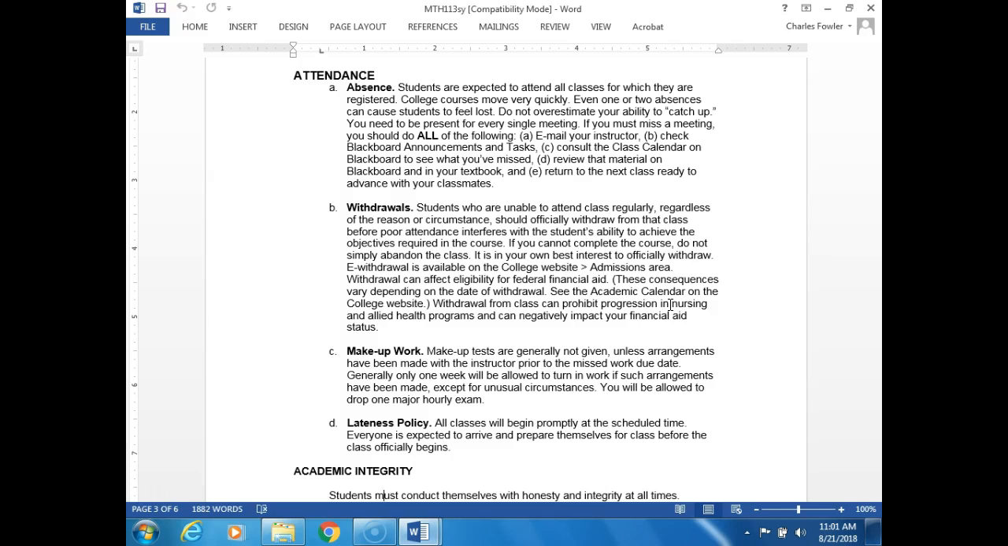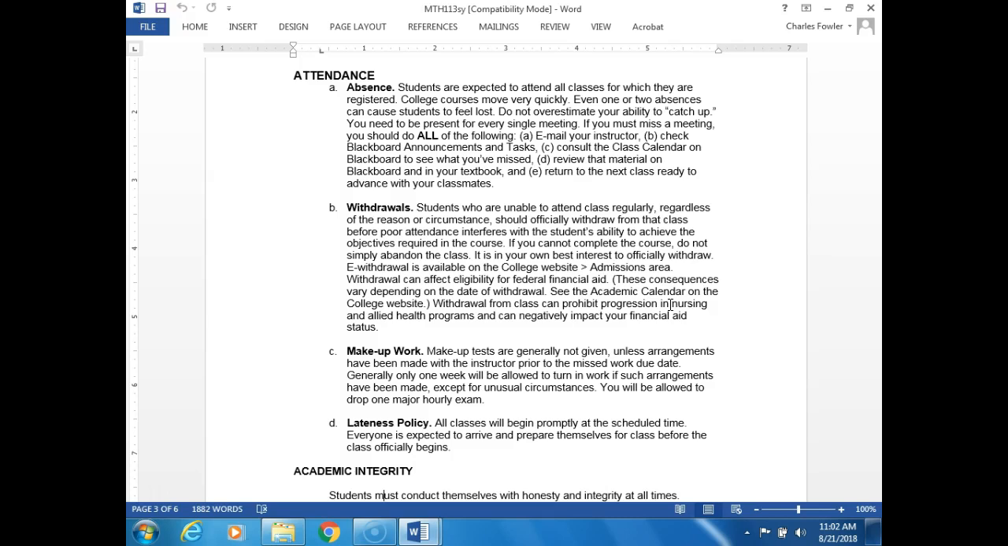Now, it talks all about this, and it says it can prohibit progression in nursing allied health and negatively affect your financial aid status, but guess what? A D and an F is going to do the same thing. The same thing as far as putting you out of sequence and affecting your financial aid, same impact. It just doesn't have an impact on your grade point average. So go with the withdrawal rather than a D or F.